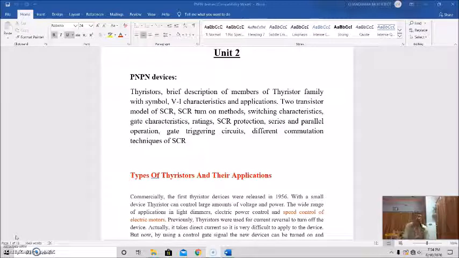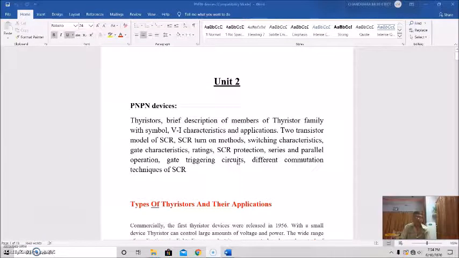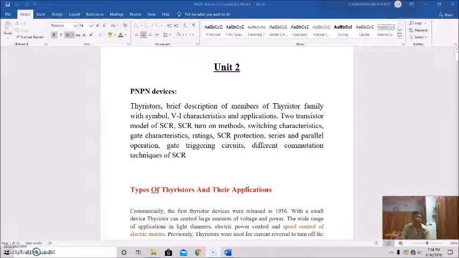So, in the last class, we have completed the first unit, that is unit 1, of power electronics of your curriculum, the power electronics course. Now, today we'll start the new unit, unit 2 of this, which is PNPN devices.